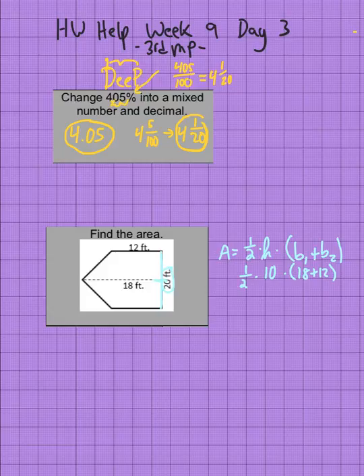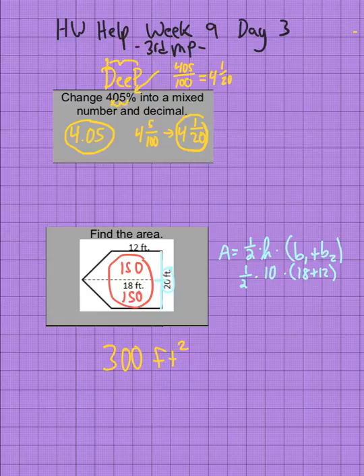Now you can type this all in the calculator at once if you want. But I'm going to do a little bit of mental math. For example, I know 18 plus 12 is 30. 30 times 10 is 300, and half of 300 is 150. So that means down here is 150. But we also have up here, and if we add these two together, you'll get your final answer of 300 square feet.